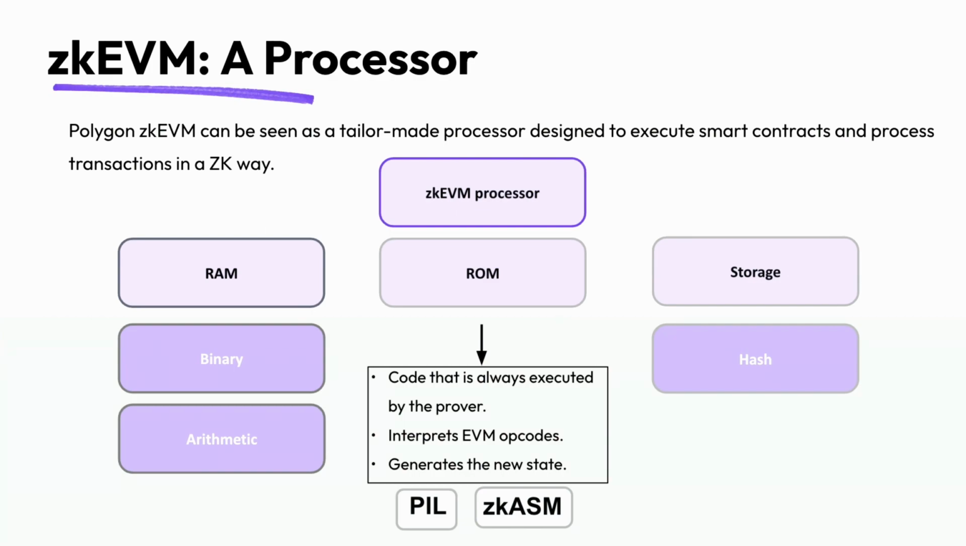Meaning that we, for example, have a RAM, we have a ROM, we have a module for checking that the storage instructions are being executed correctly. We also have an arithmetic module, a place where we do binary operations, hashing, and so on. And to implement all of that, we have used 2 additional DSLs. One being PIL, and the other one being ZK assembly.